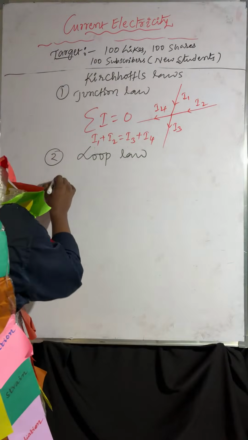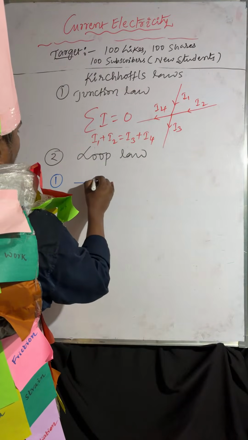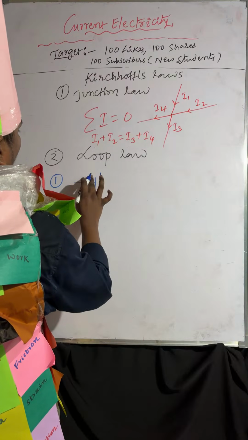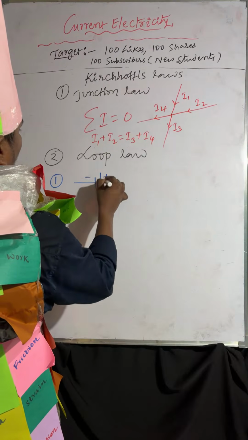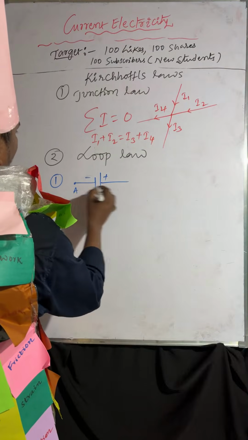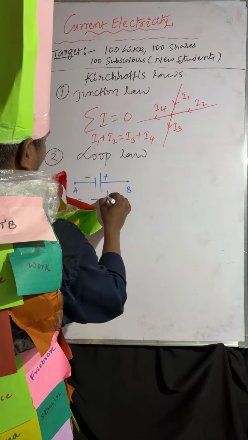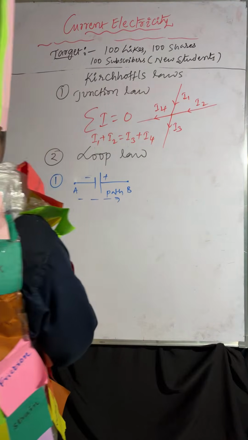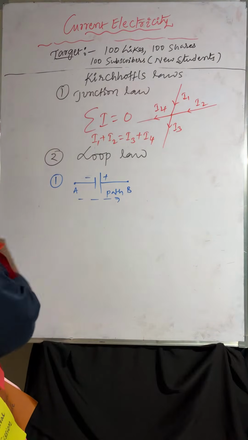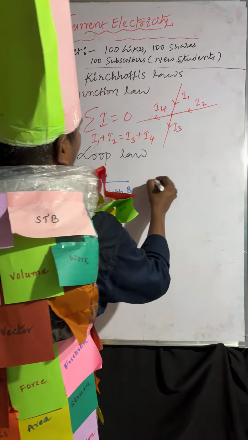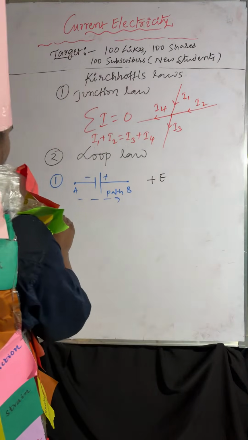Point number 1. You are going through the cell from the negative terminal to the positive terminal, A to B. This is the path, so the path is very important. So you are moving from the negative terminal to the positive terminal, then the EMF of the cell is positive.